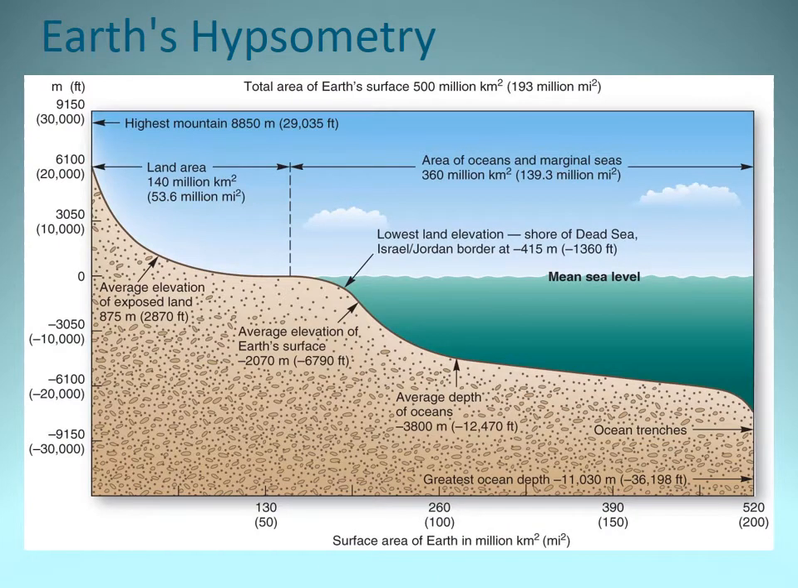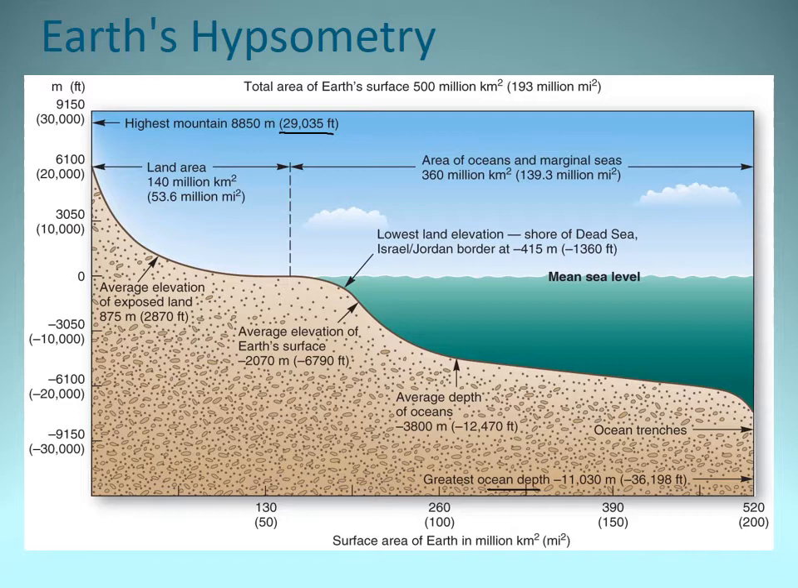So if we look at hypsometry, we can take a look at the highest mountain, which is Mount Everest, at 29,035 feet. But then we can go at the other end and look at the deepest ocean trench, which is about 36,000 feet below sea level. So the greatest ocean depth is actually larger than our highest mountain.